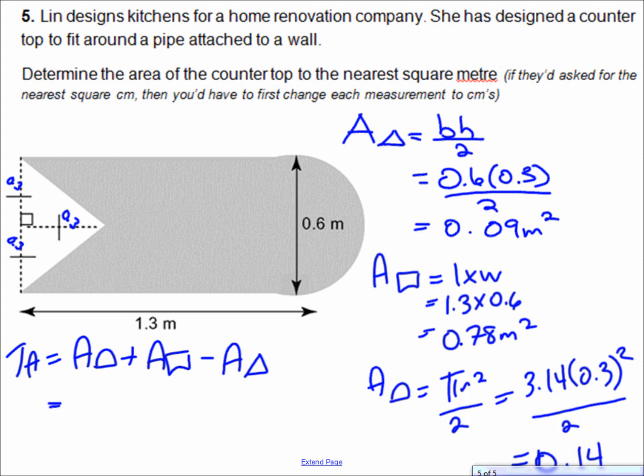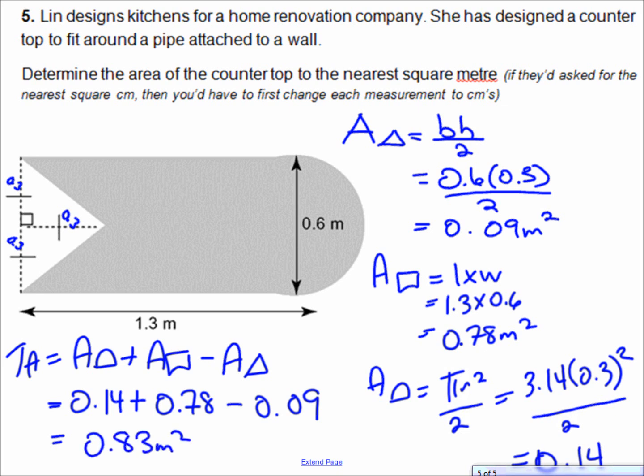So the half circle, the rectangle, subtract the triangle. So my half circle is 0.14. My rectangle is 0.78 minus 0.09. Okay, so I got 0.83 meters squared, but it says determine the nearest square meter. Okay, so to the nearest square meter would be 1.